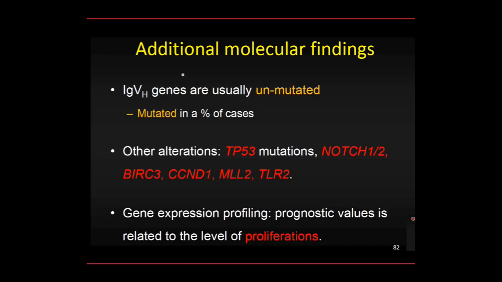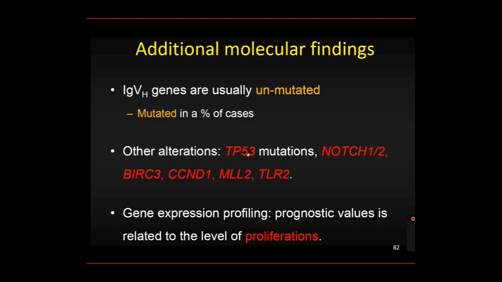Other findings. Mantle cell lymphoma is very similar to naive cells, right? So I expect to have unmutated immunoglobulin genes, not affected by somatic hypermutation, because those cells never underwent germinal center reaction. However, we have a percentage of cases, not common, not rare, I would say 20%, that are mutated.